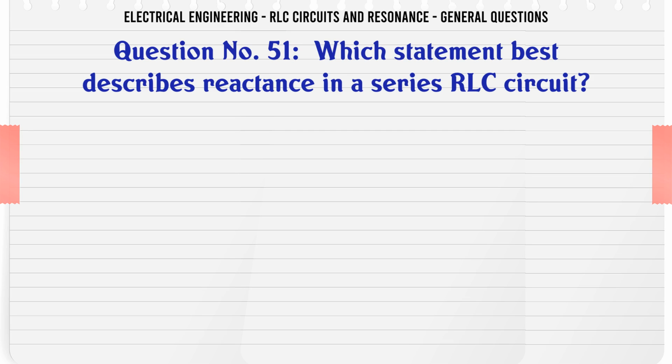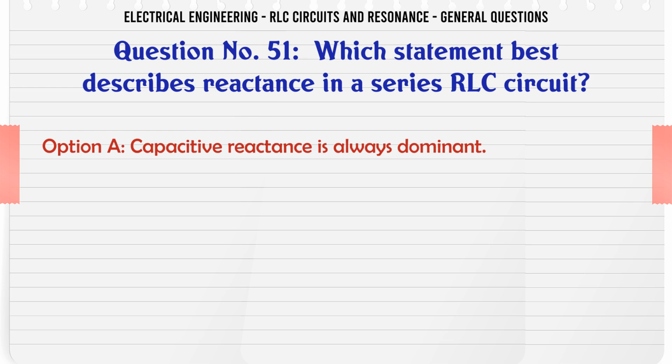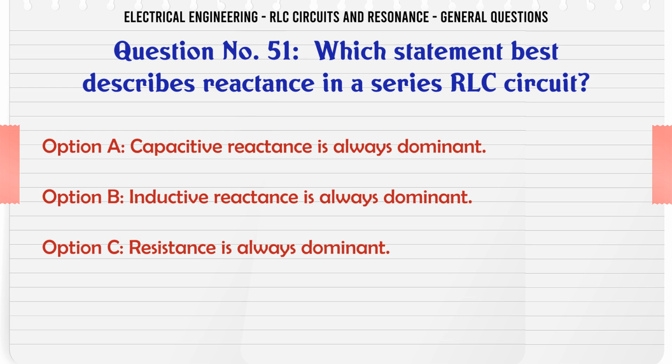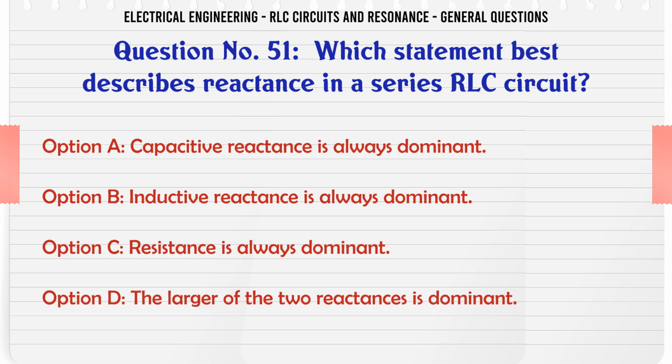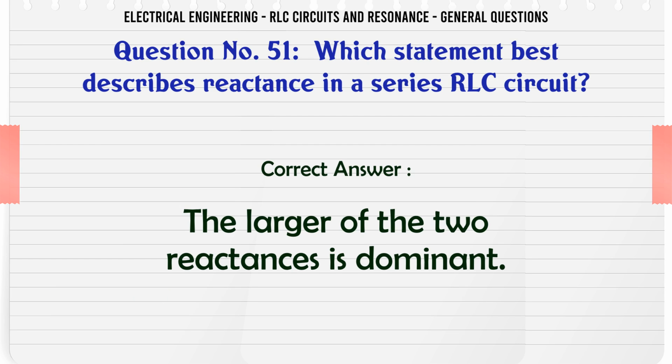Which statement best describes reactance in a series RLC circuit? A. Capacitive reactance is always dominant. B. Inductive reactance is always dominant. C. Resistance is always dominant. D. The larger of the two reactances is dominant. The correct answer is the larger of the two reactances is dominant.